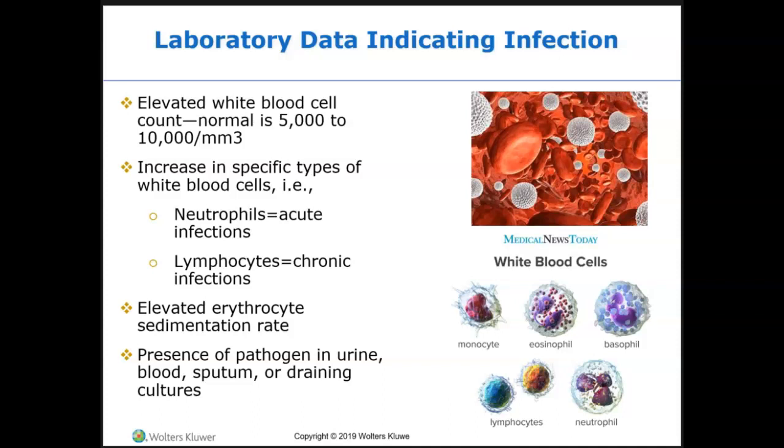Hey, this patient's neutrophils are elevated, or we'll say, if the neutrophils are elevated, we'll call it a left shift. You're going to learn more about what a left shift is in Block 2. And we'll also talk about the left shift when we talk about the immune system and white blood cells much later on in Block 1. You might see presence of pathogens in your urine, blood, sputum, draining cultures, wound cultures, all kinds of things, okay?